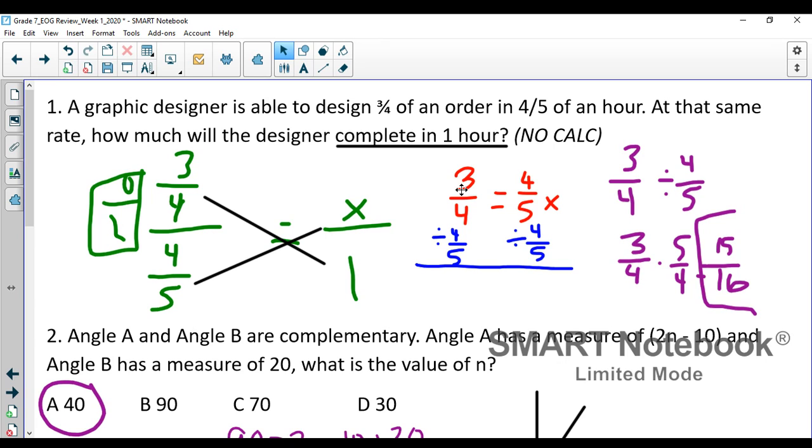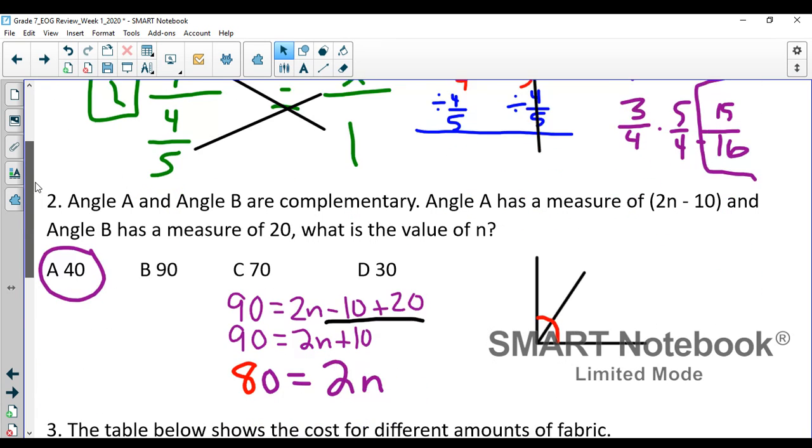This is a one-step equation. So to solve it, I'll divide each side by 4/5. That allows my 4/5 to cancel, which is going to leave my variable x by itself. So I do the math over here. 3/4 divided by 4/5, 3/4 times 5/4 gives you 15/16.